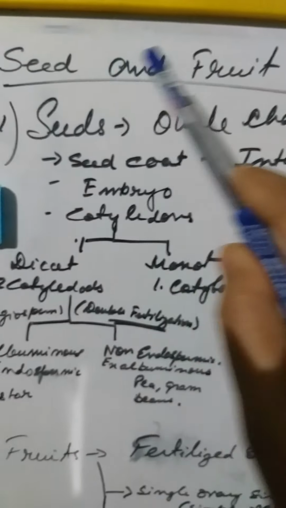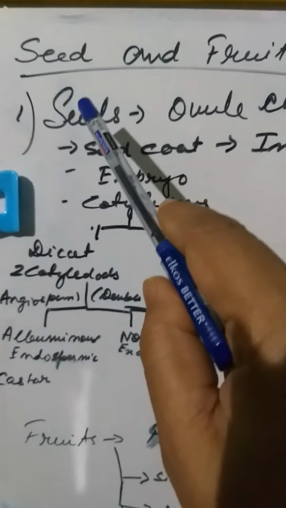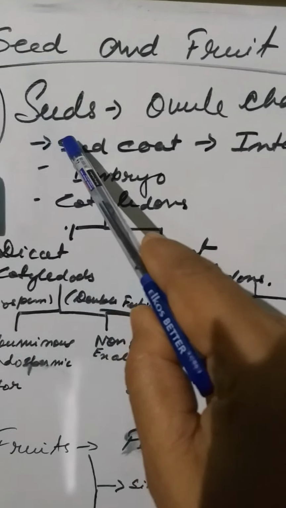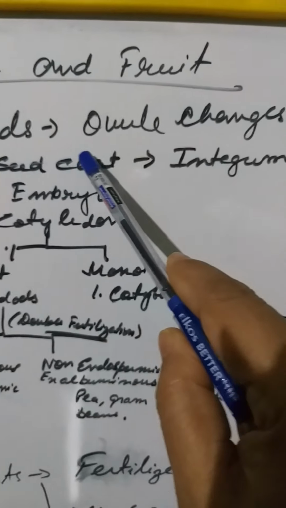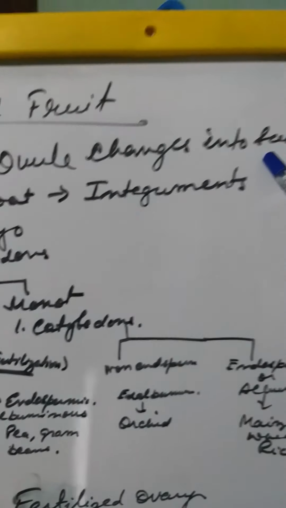So see, seeds and fruits. In the previous class we had done how the seed is formed, and that is the post-fertilization events. Now here you see what seeds are. Seeds are basically the ovule changing into the seed. The ovule changes into the seed. And what is the seed coat? The integuments change into the seed coat, the embryo and the cotyledons.